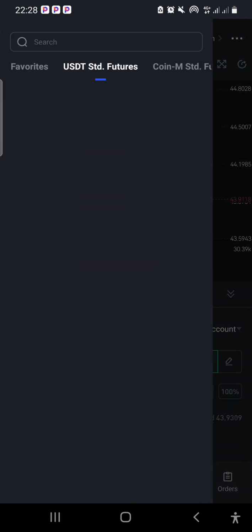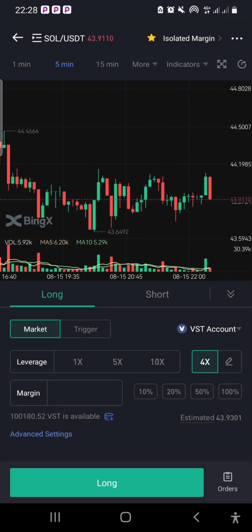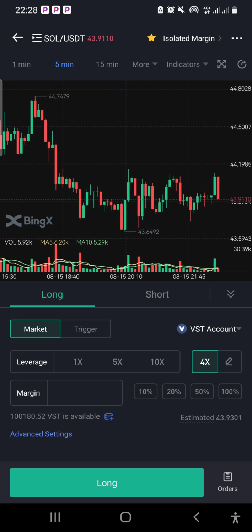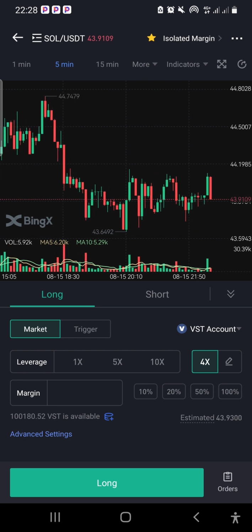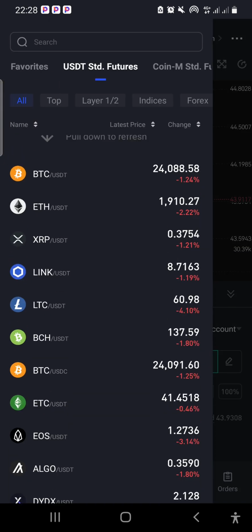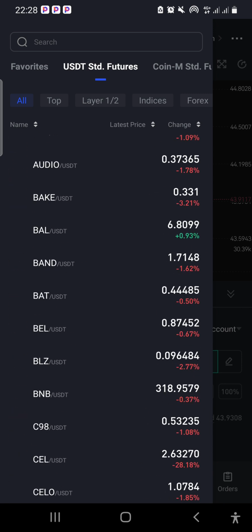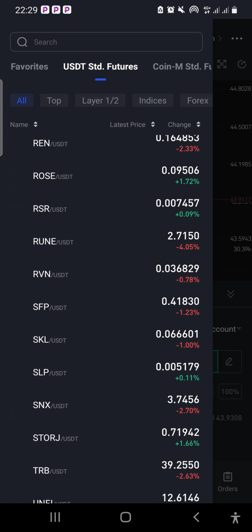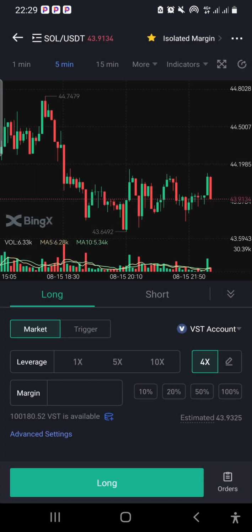If you want to change the coin you want to buy, this is where you go. Like this is Solana, so you just click on this. You can see them right here, some of the pairs you can trade. It's very similar to Binance.